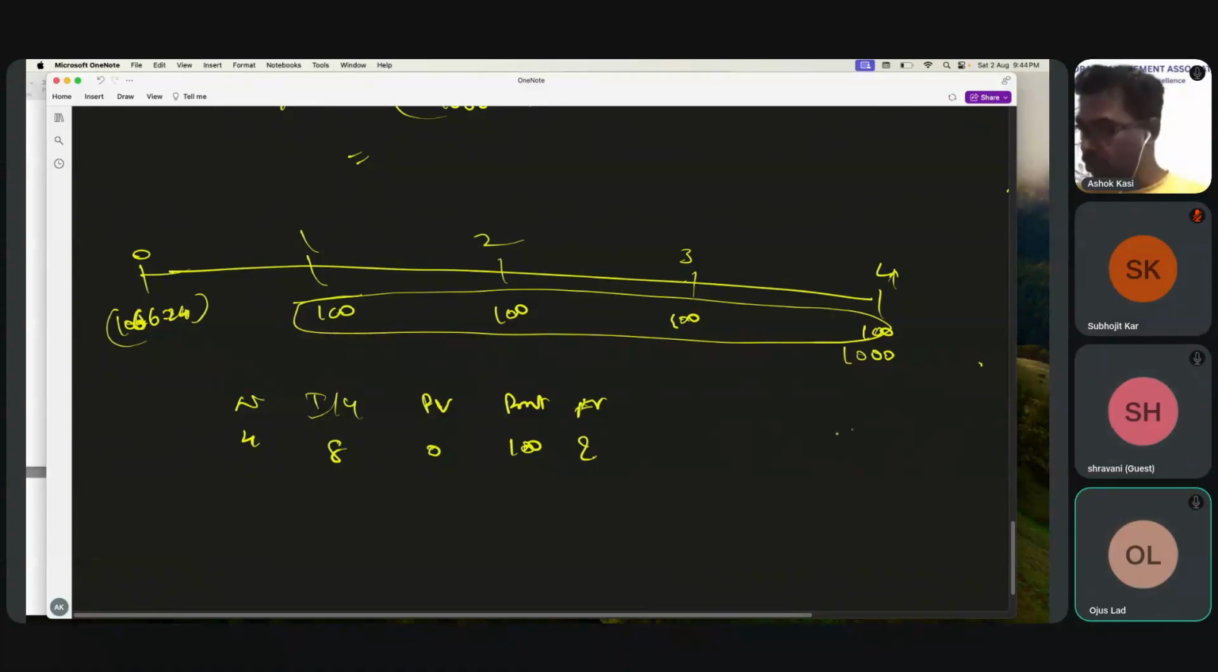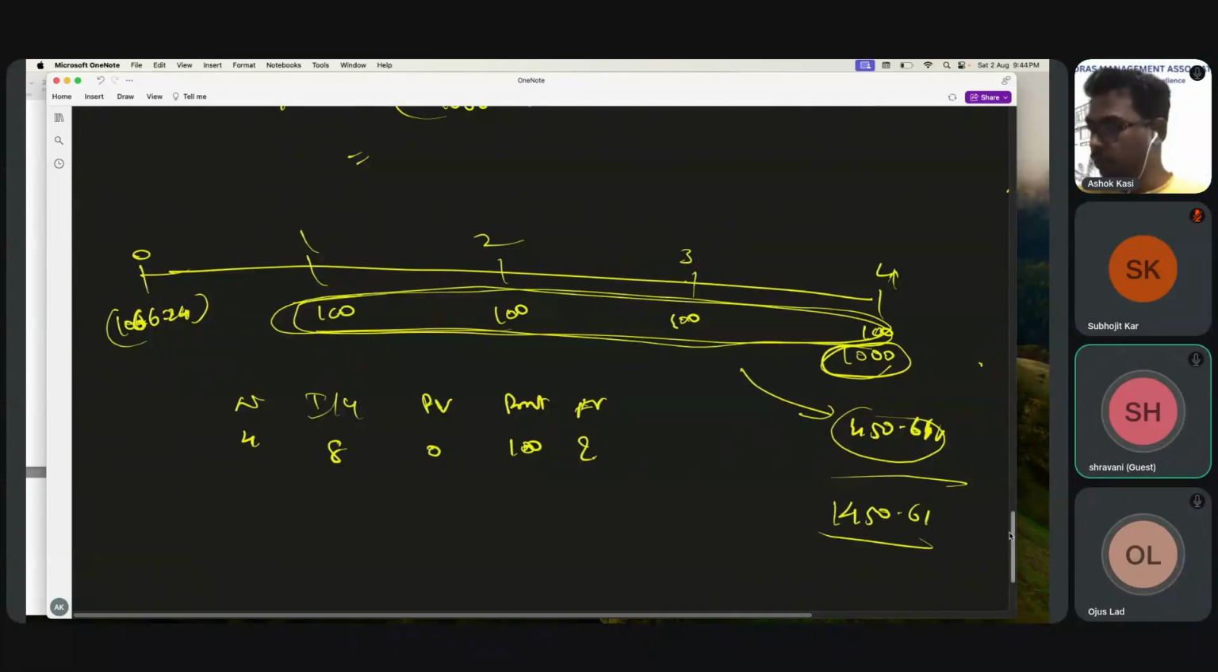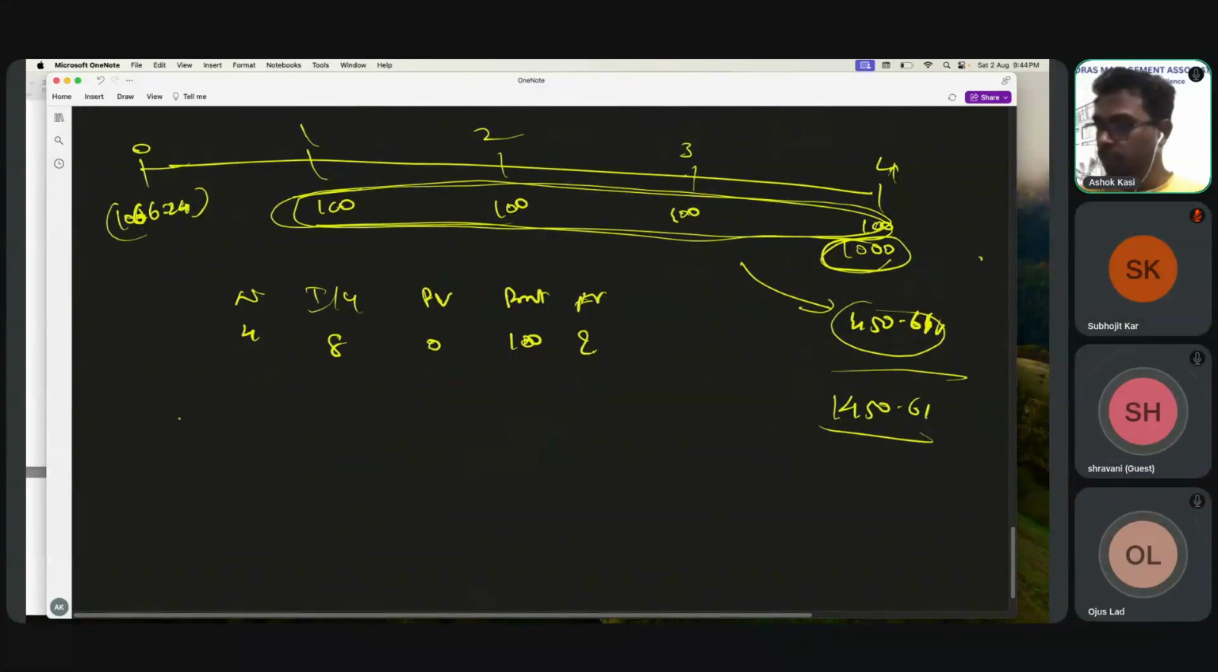450.611. So that means 450.611, plus I'm going to get 1000 at the end. So this is the future value of all these 100, 100, 100, 100, which I converted into 450, and then I'm going to get 1000. So total 1450.61, which I got here, 1450.61. And here it is 1066.24.